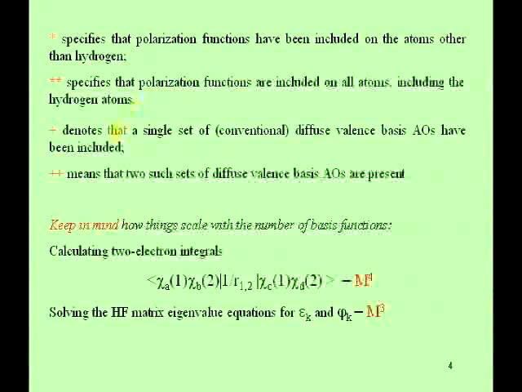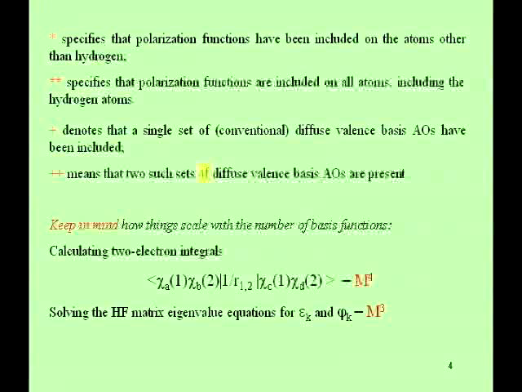And then the plus means that a single set of conventional diffuse basis functions have been added. So these diffuse functions, like the kind that you could look up in the Pople basis library, one set of, in the case of carbon, S and P valence basis functions that are more diffuse have been added. If there's plus plus, it means that two sets of those, so one set that's diffuse and then another set that's a little bit more diffuse even than that.